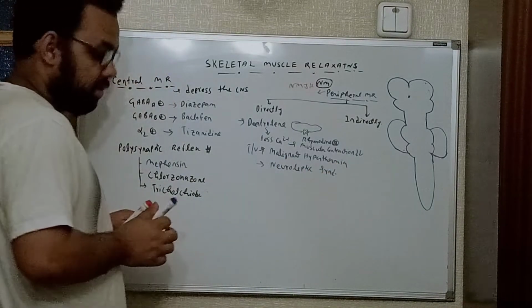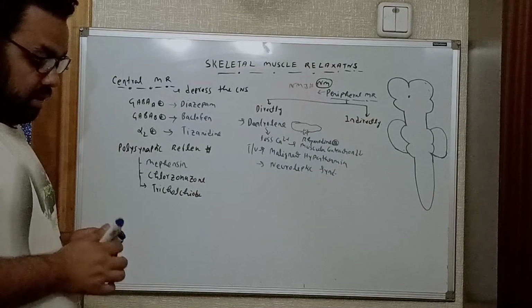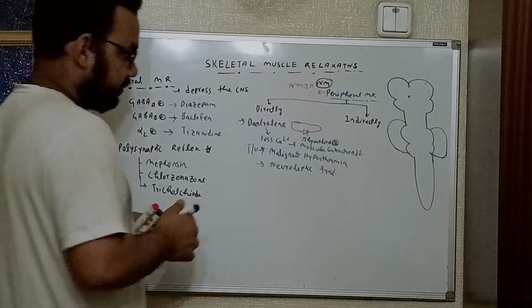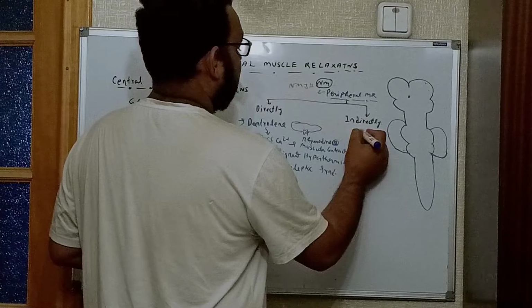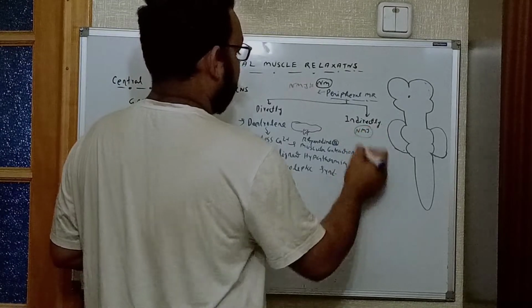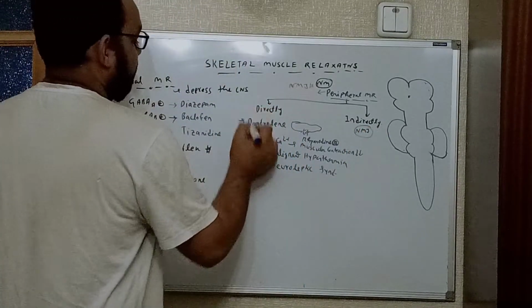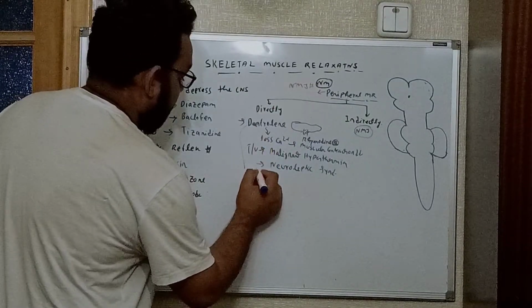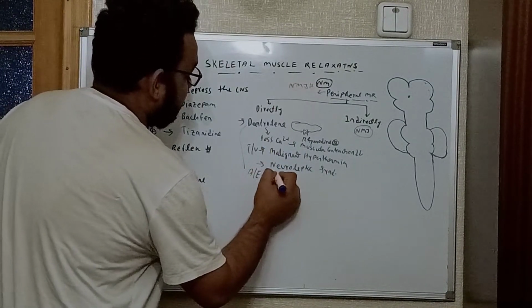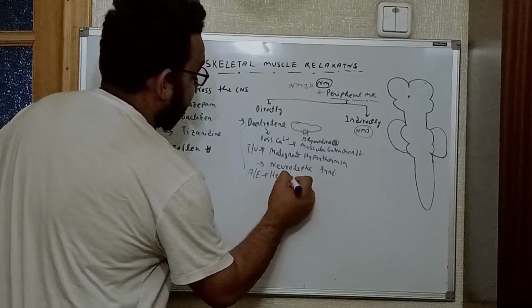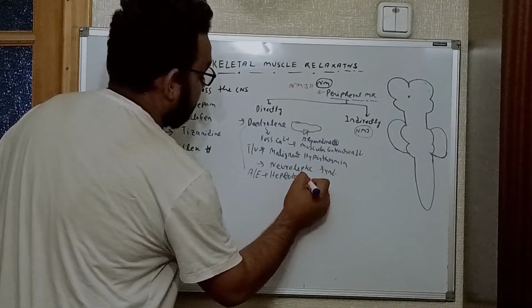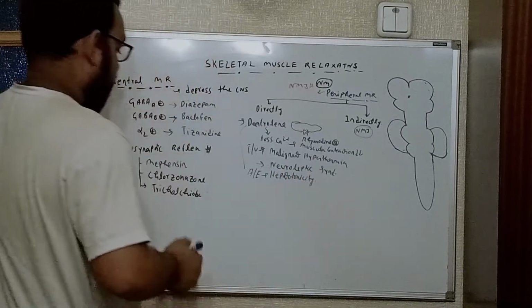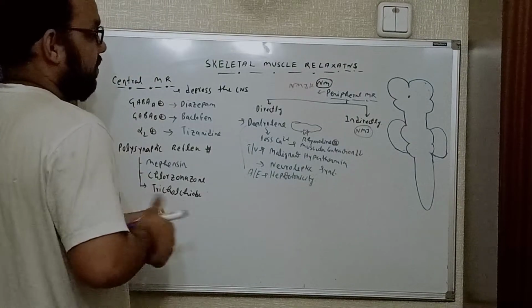Now we'll talk about the drugs we can use indirectly. Basically, they will block the neuromuscular junction. And as for the adverse effect of dantrolene, it will cause hepatotoxicity. That is for the drugs used in the direct case.